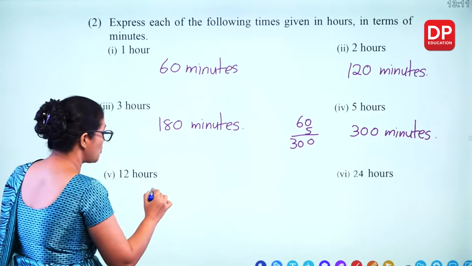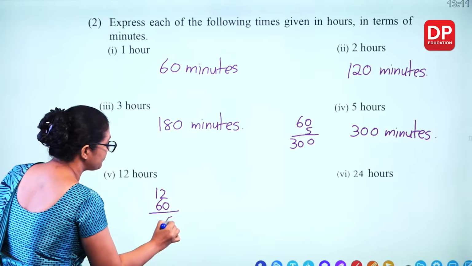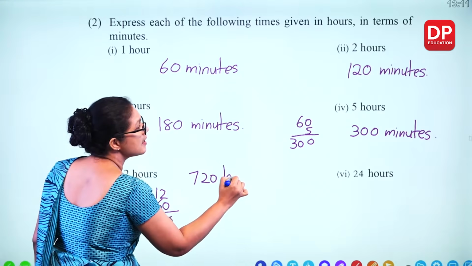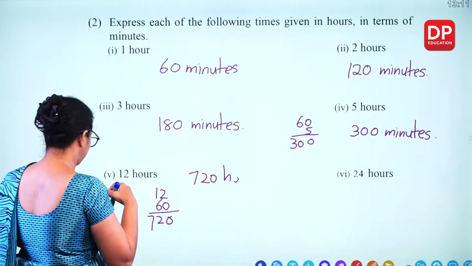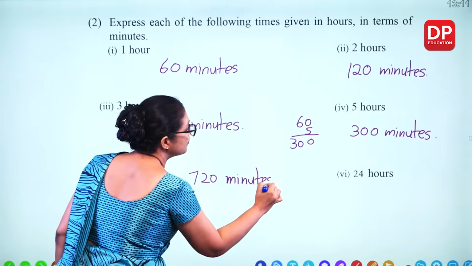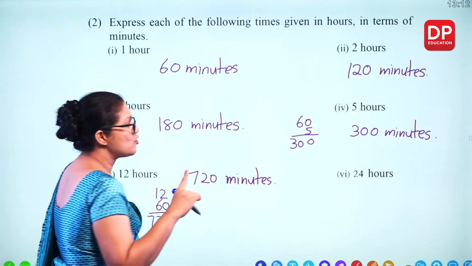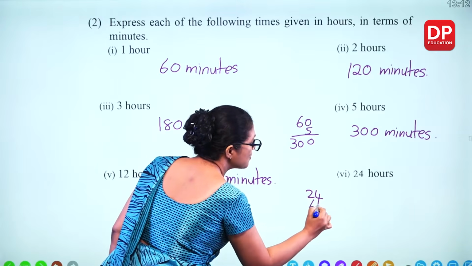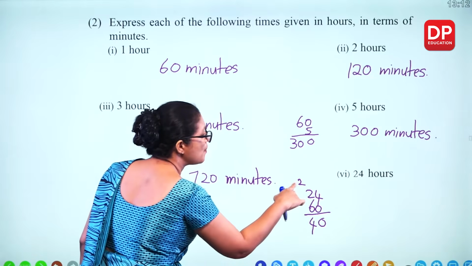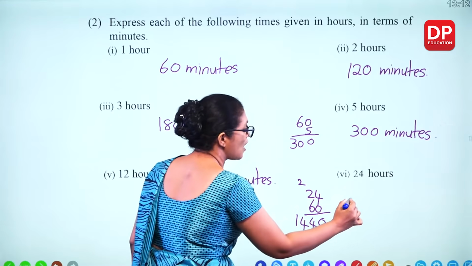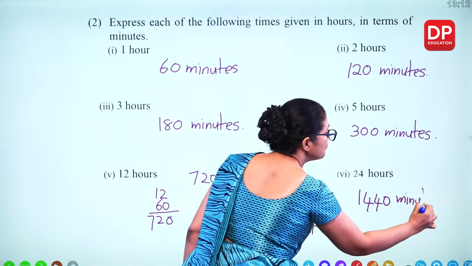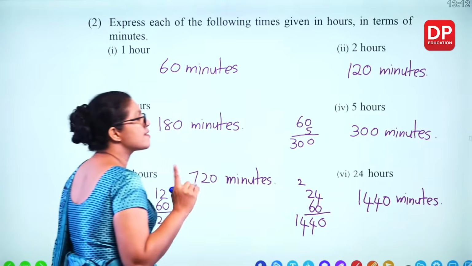12 hours. 12 times 60. 720 minutes. 24 hours means 24 times 60. 6 times 4, 24. 2 remaining. 6 times 2, 12 plus 2, 14. 1,440 minutes are there. Just multiply by 60.